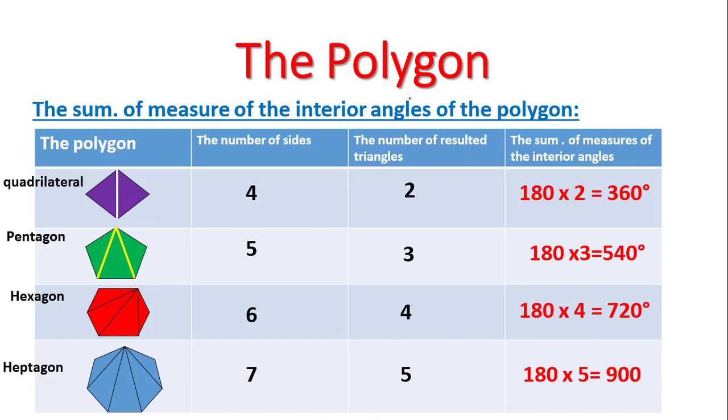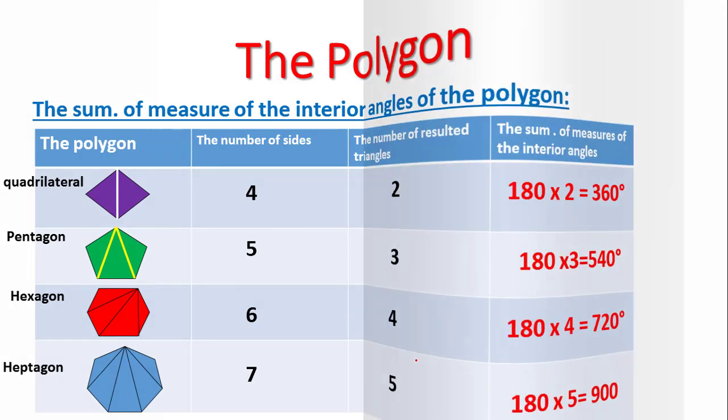Okay, so the summation of measure of interior angles of a heptagon is 900, hexagon 720, pentagon 540, and quadrilateral 360. We have a rule. Can you notice that the number of resulting triangles is less than the number of sides by 2? 4 minus 2 equals 2, 5 minus 2 equals 3, 6 minus 2 equals 4, 7 minus 2 equals 5.